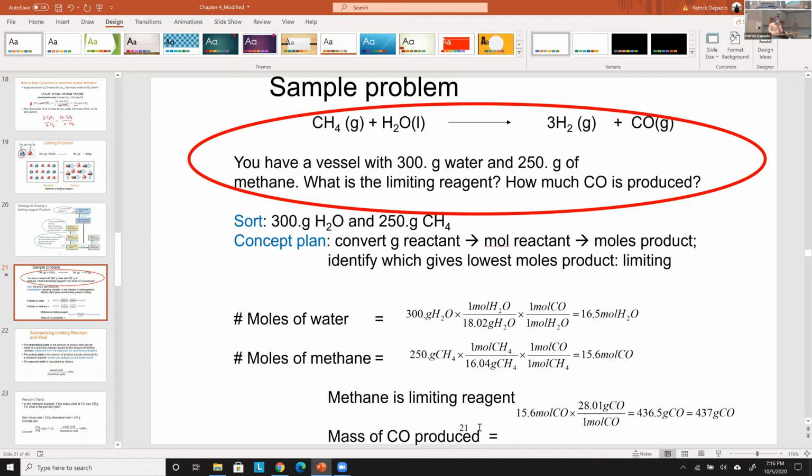So now we can figure out how much CO is produced from that. You take the moles of CO that we know is produced, multiply by the molar mass, and you get a number. You get 437 grams of CO. A follow-up question could be, and we'll do this on a separate slide.